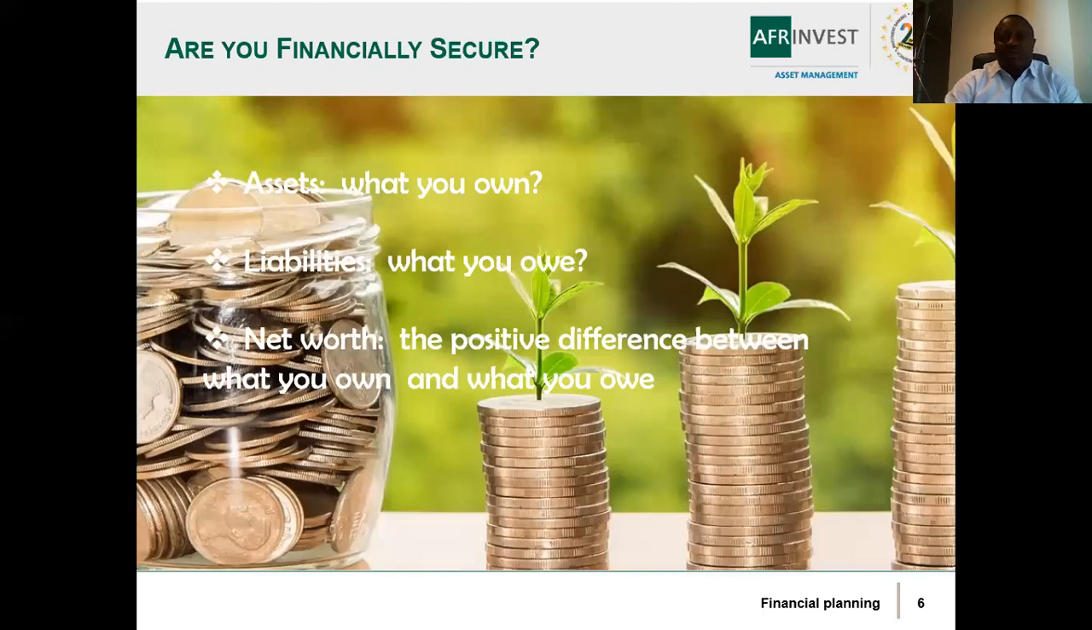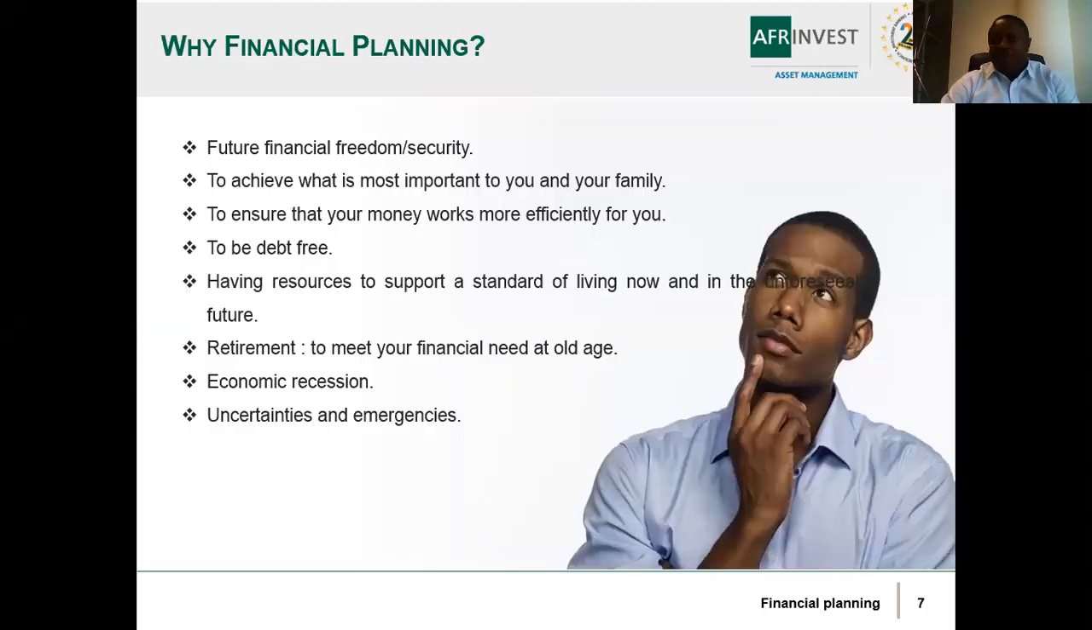Now we need to ask ourselves this question: are you financially free? Before undertaking the process of financial planning, you need to know what you own. You also need to know what you owe. Then you also need to know your net worth, which is the positive difference between what you own and what you owe.